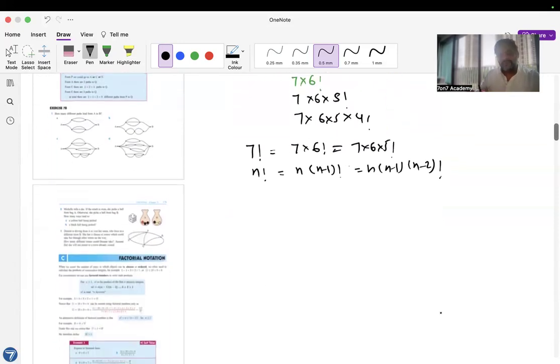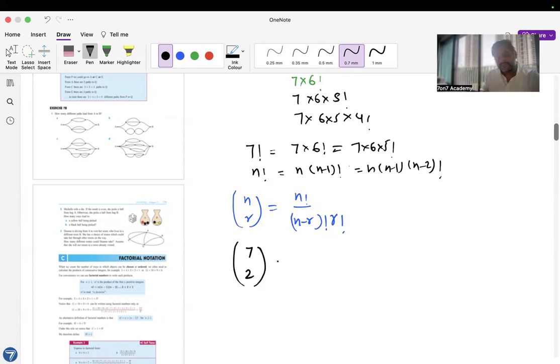Now there is NCR and NPR. NCR is n factorial divided by n minus r factorial into r factorial. This is for combinations. The significance of it, the use of it, is like this: suppose 7 objects are there and you are selecting some of them. So this is for combination.